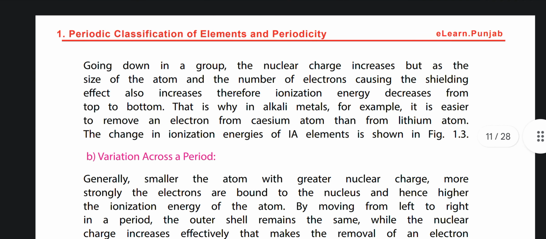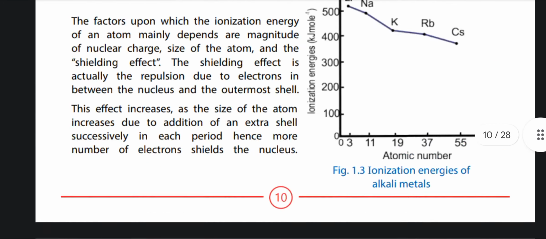Going down in a group, the nuclear charge increases, but as the size of the atom and the number of electrons causing the shielding effect also increases, therefore ionization energy decreases from top to bottom. That is why in alkali metals, for example, it is easier to remove an electron from cesium atom than from lithium atom. The change in ionization energy of 1A elements is shown in figure 1.3.